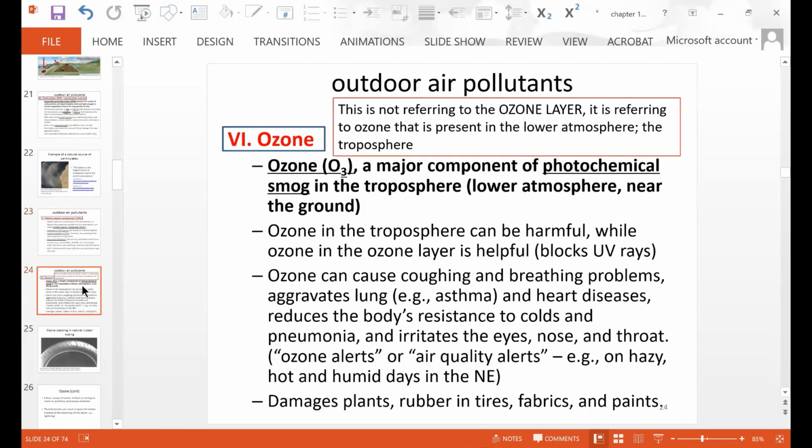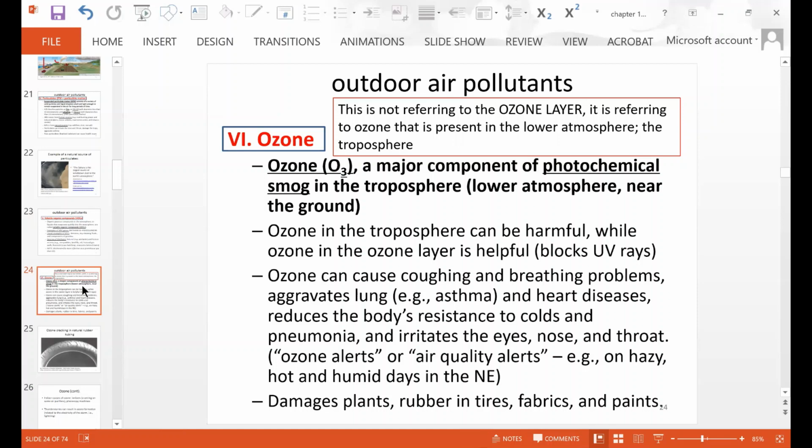And then we have ozone. Now, this is not referring to the ozone layer. It is referring to ozone that is present in the lower atmosphere, the troposphere. So when ozone is present in the troposphere, it is considered to be a pollutant.